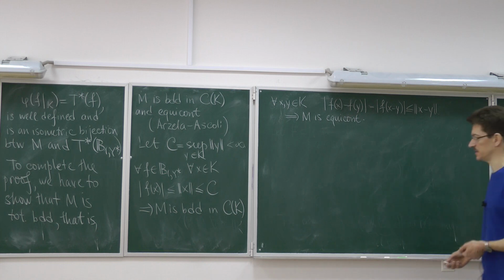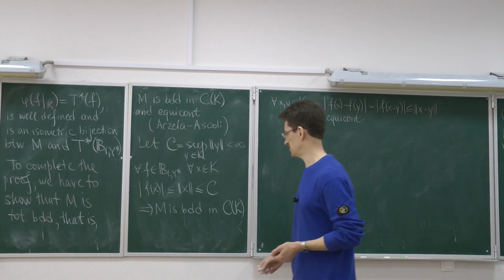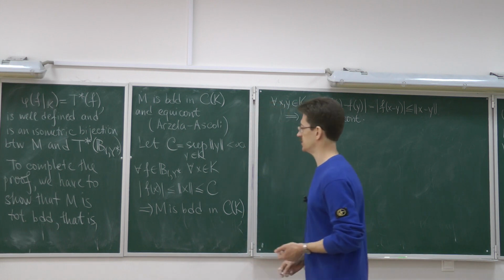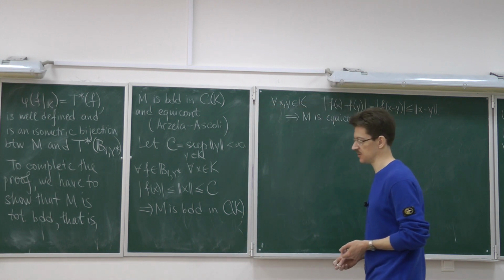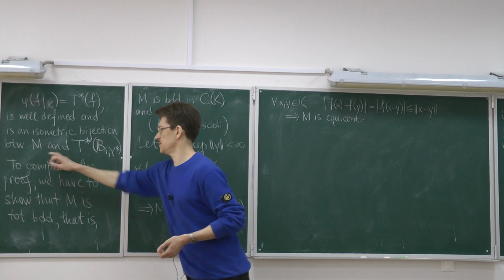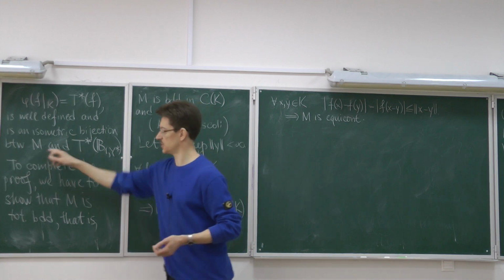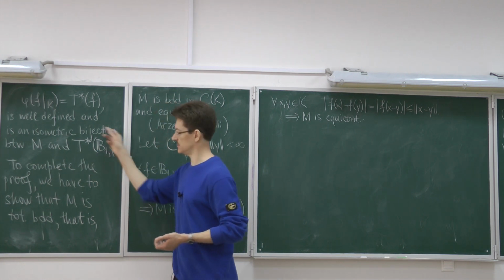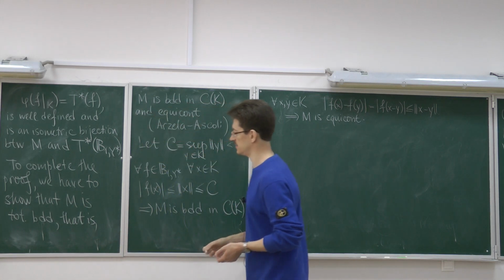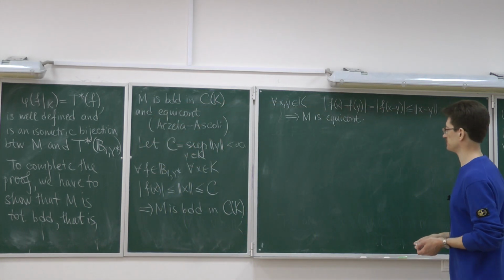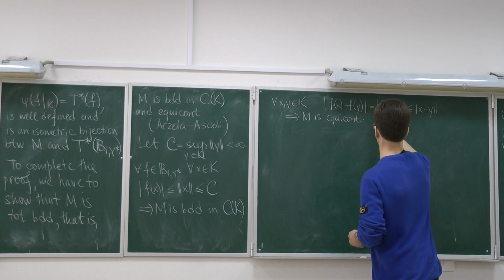So now we know that M is bounded and equicontinuous, so it is totally bounded by the Arzelà-Ascoli theorem. And since there is an isometric bijection between these two spaces, we conclude that the image of the unit ball under T star is totally bounded. So this completes the proof.